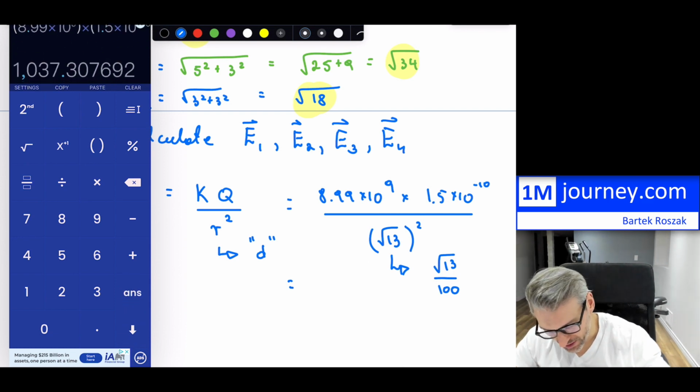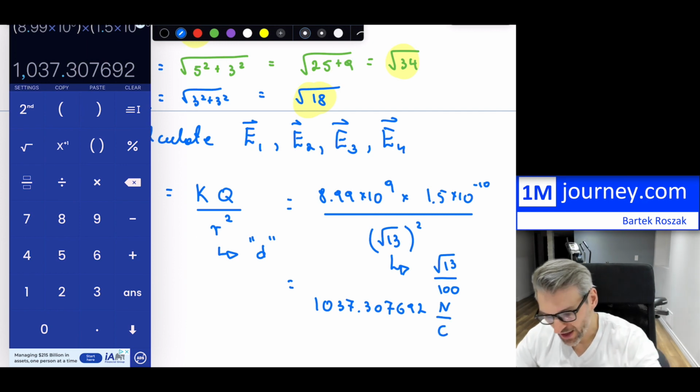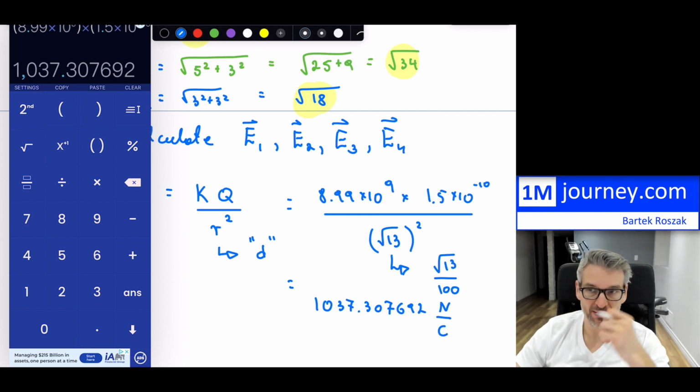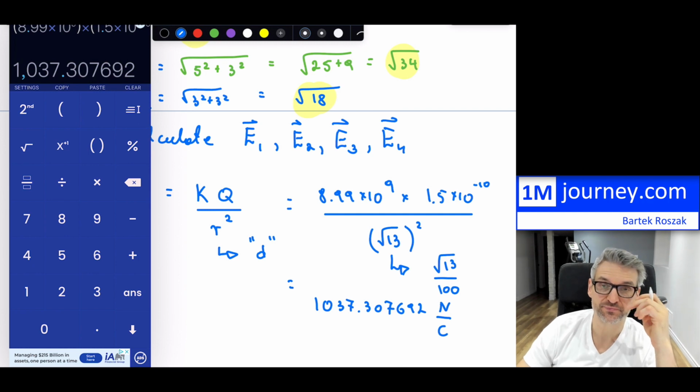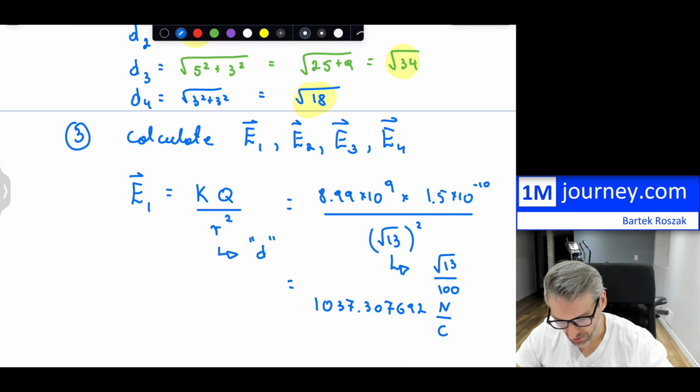So in this case, now I'm going to hit equals. And now I have what the electric field is. So it is 1037.30, 7692, etc. And this is newtons per coulomb. Now, that's the magnitude that I would have in here for my result, right? So this is what the magnitude would be.